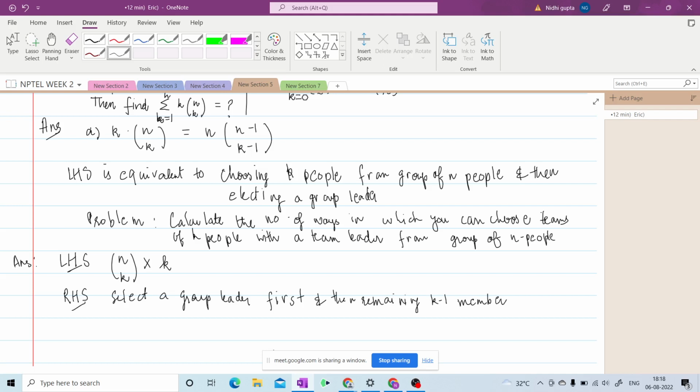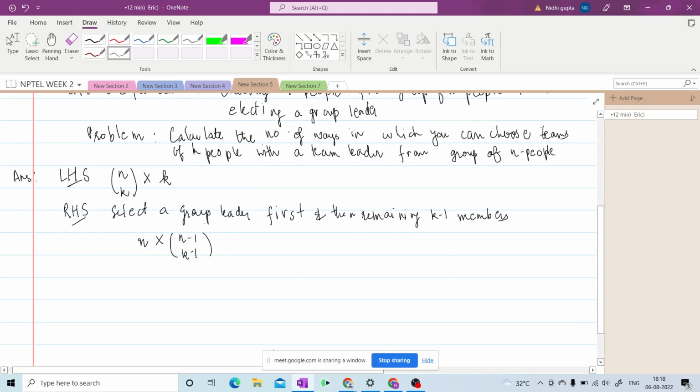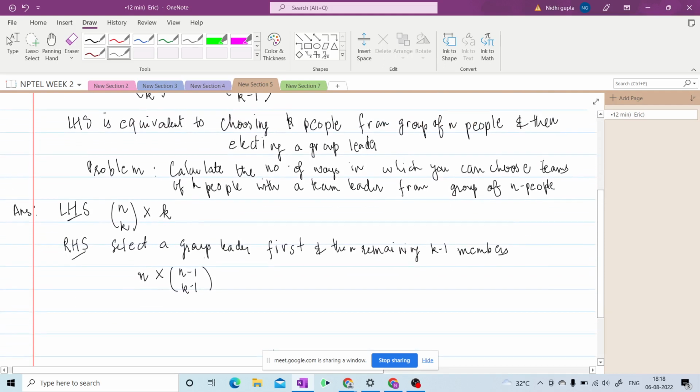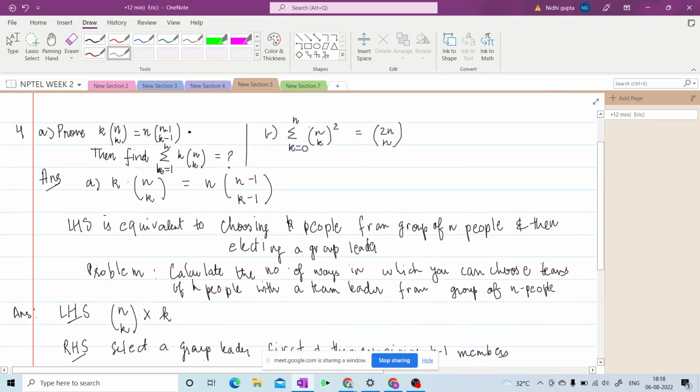And if we do this, we are selecting a group leader first. So we have n options for group leaders, and then we are choosing from the remaining n minus 1 people, k minus 1. So we see LHS and RHS both give the same answer to the same problem, and hence they are equal.